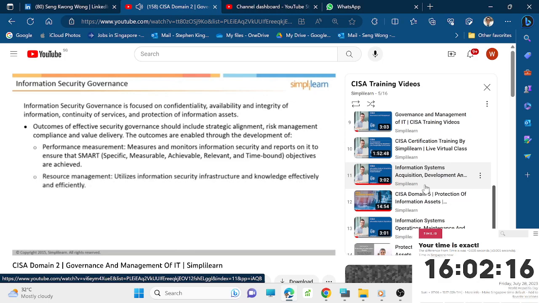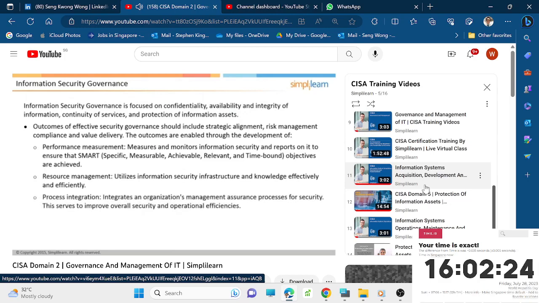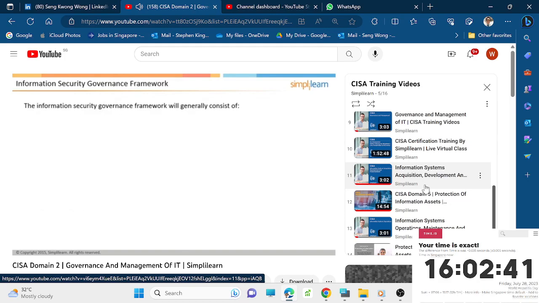Two is resource management, which ensures information security infrastructure and knowledge are effectively and efficiently utilized. And finally is process integration, which ensures organizations' management assurance processes are integrated within security so as to improve overall security and operational efficiencies. The next screen will focus on Information Security Governance Framework.